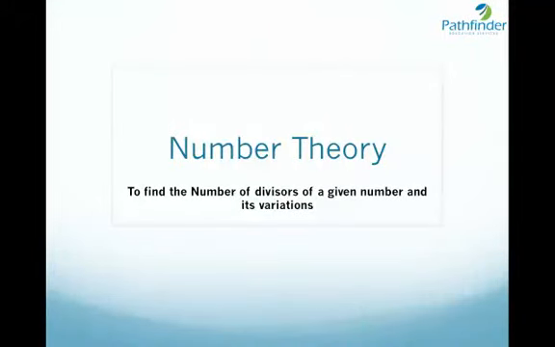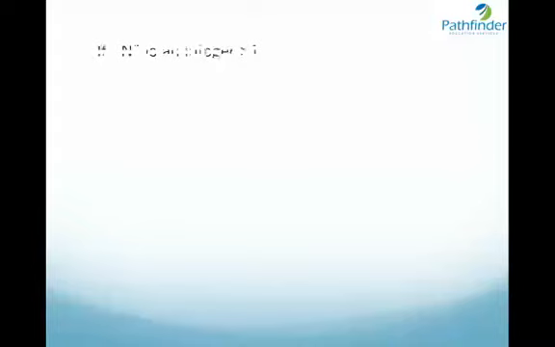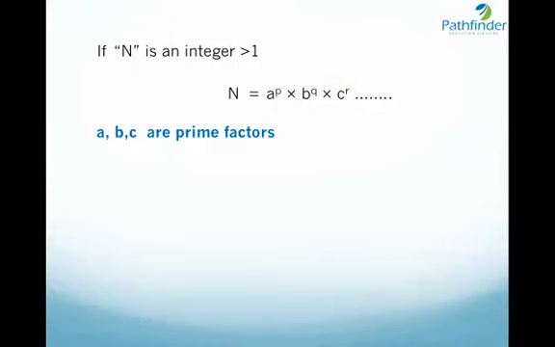So in this session, we will take a look at how to find the number of divisors of a given number and some variations of this question. So if n is an integer greater than 1, then n can be broken into its prime factors. We all know that. So n can be broken as a to the power p into b to the power q into c to the power r, which are the prime factors of n.